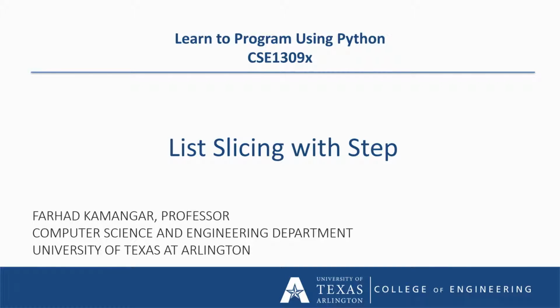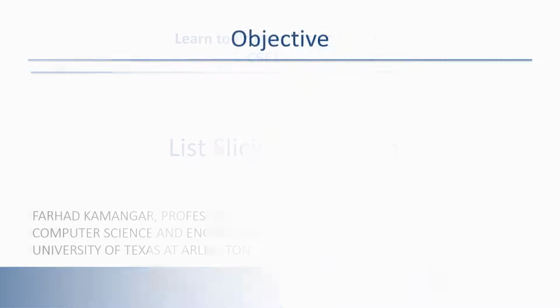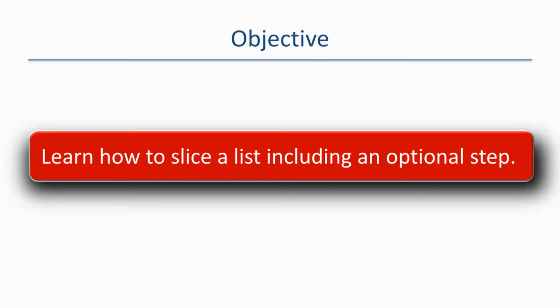In previous lessons, I talked about slicing a list by using positive or negative indexes. The objective of this lesson is to learn how to slice a list and include a step.